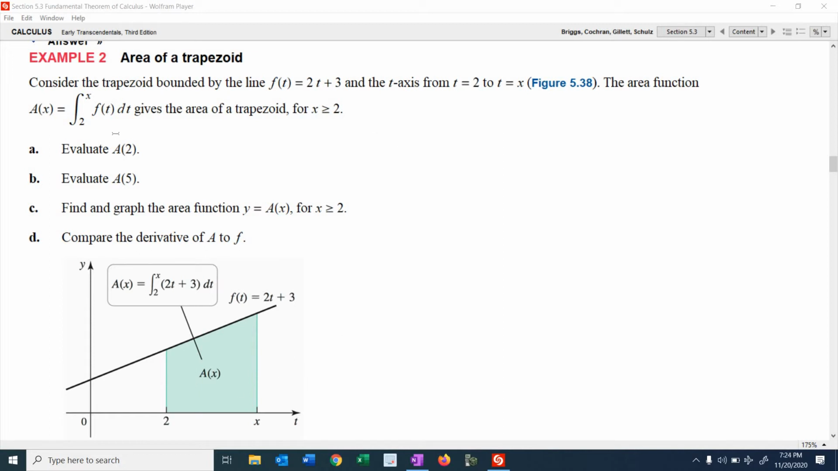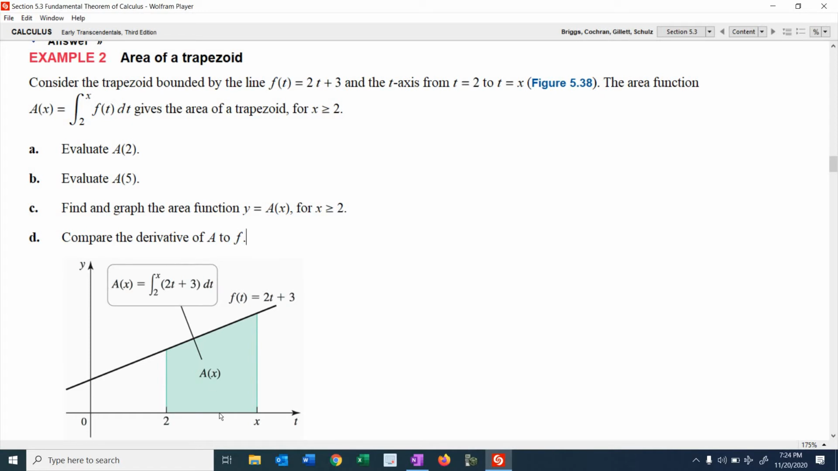Okay, so let's find the area function, or the net area function, evaluated at 2. Well, if x is equal to 2, then there's no area trapped in here. Okay, so a of 2 should be 0. Okay, what about a of 5? All right, well, if x is equal to 5, then we need to find the area of this trapezoid. The area of a trapezoid is 1/2 the base of the trapezoid times the quantity h1 plus h2, where h1 is this height and h2 is this height.